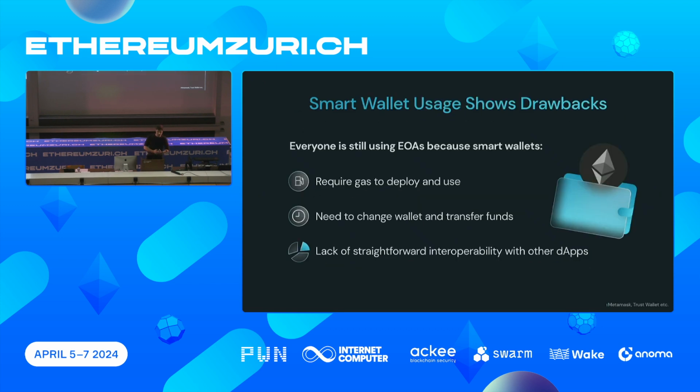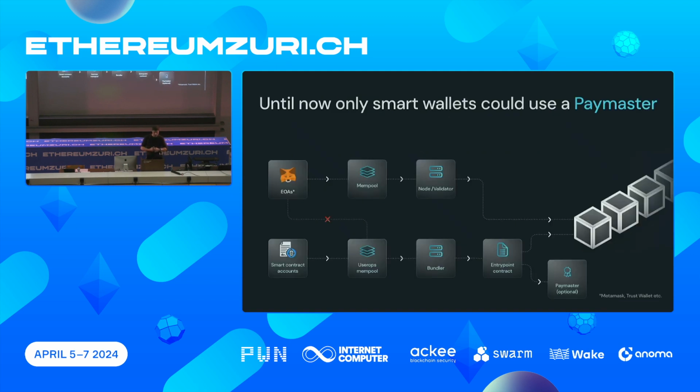So this is due to certain drawbacks of smart wallets. In order to deploy a smart wallet, you need gas. In certain cases, it can eventually cost more in gas as well. And users do not want to change wallets, right? Changing wallets is like changing your home or changing a bank account, something users still don't do. I think most of us here today still use an EOA. And we can see there's a lack of interoperability with other types of dApps. This translates to different flows for EOAs and smart contract accounts. We can eventually see that EOAs cannot interact with a paymaster.